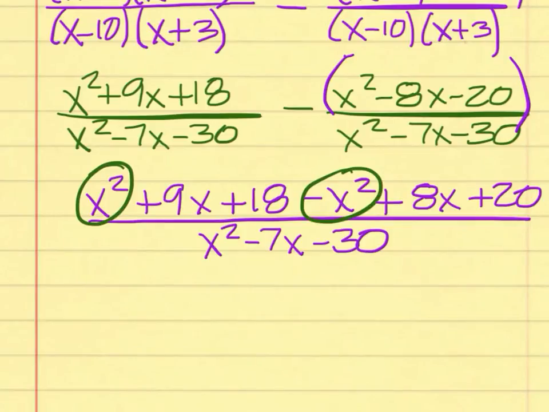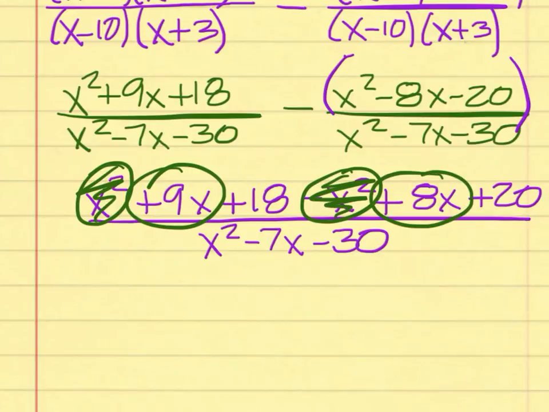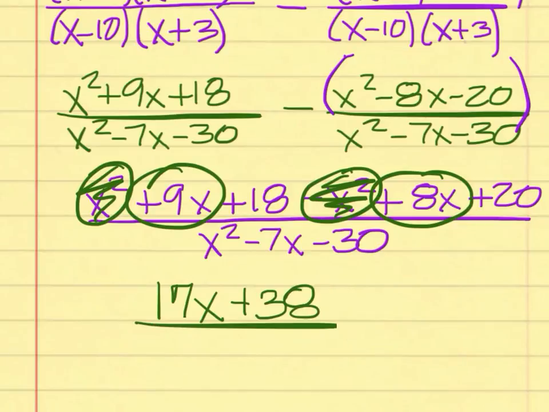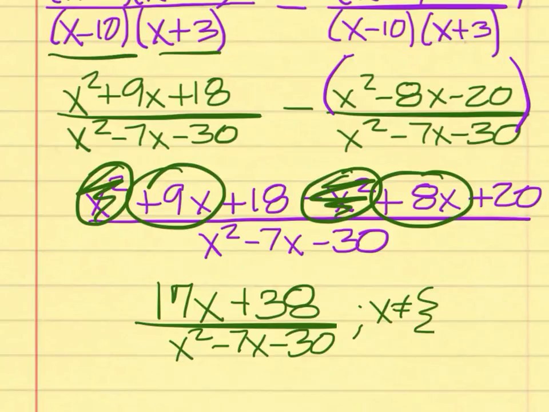This and this cancel out. 9x plus 8x is 17x, and then 18 plus 20 is 38. On the bottom, x squared minus 7x minus 30. And your excluded values come from these items here. So it would be -3 and 10. Set them equal to 0 and solve.